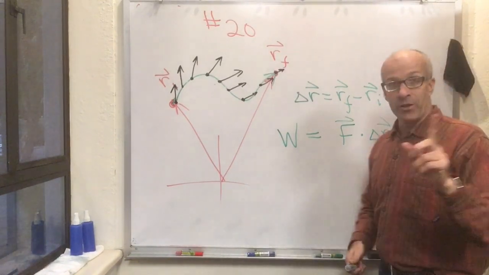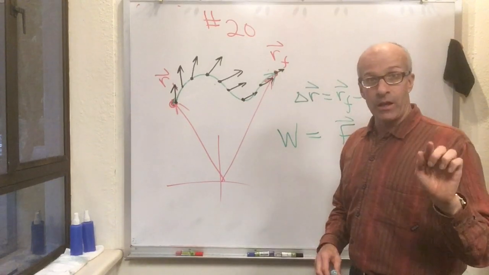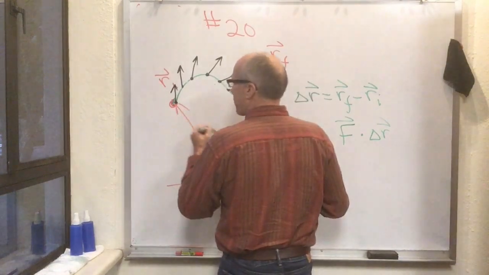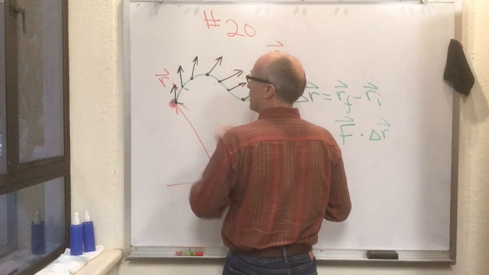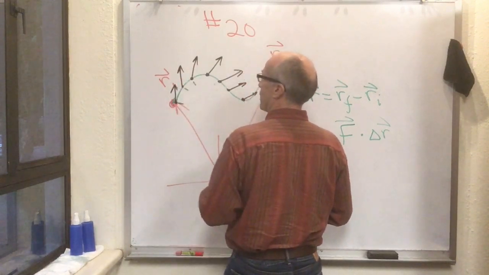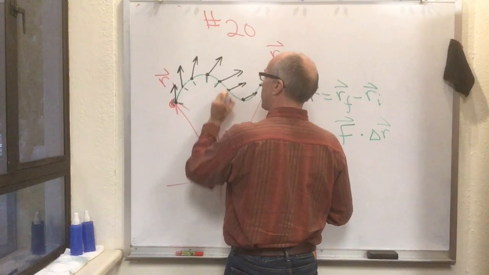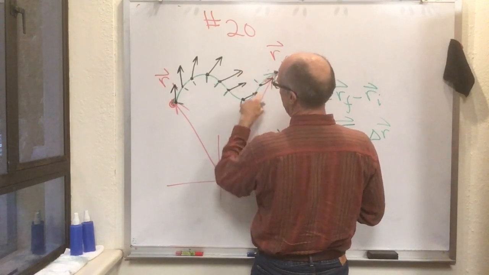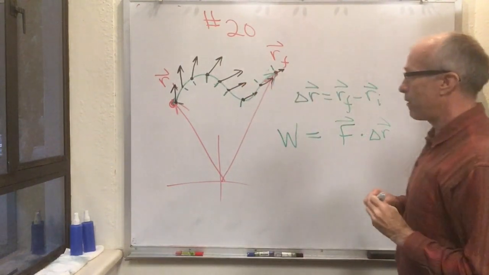Oh boy, well, here's how you do it. You break the path up into a lot of little paths. So you break it up and you go, oh, this is a little path from here to here. And this is a little path from there to there. And here's a little one from there to there. And here's maybe a little longer one from there to there. And finally, here's a little one from there to there.